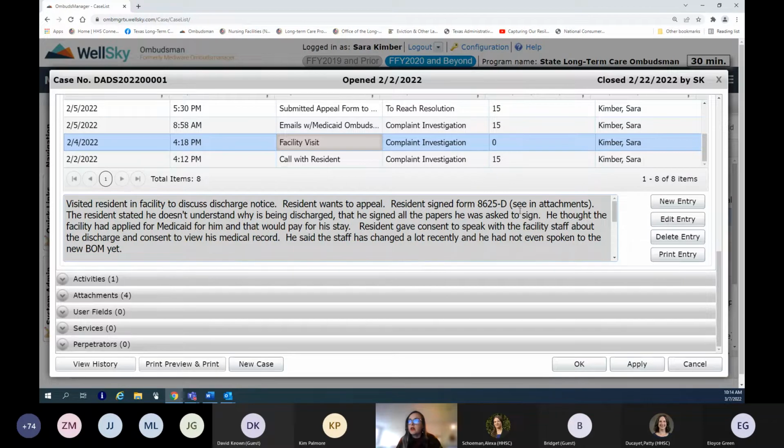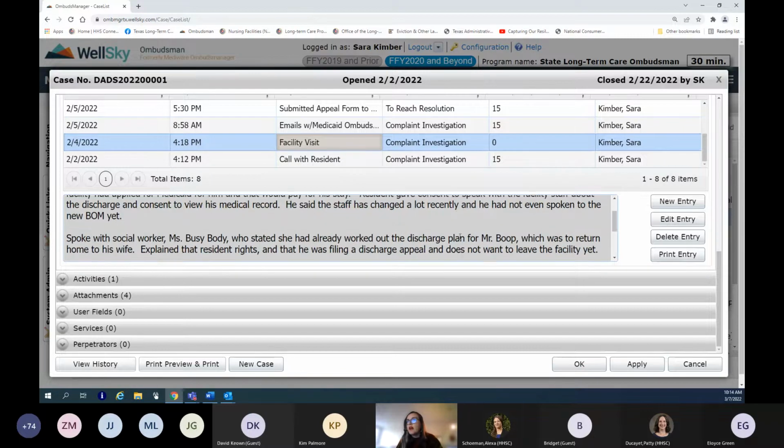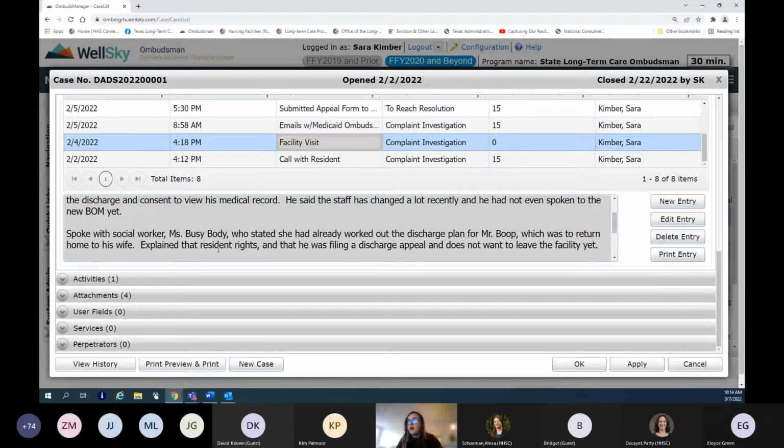And so we're going to look at that in just a little bit. So I spoke with him, I got his wishes, and then I'm also making a note to talk about who else I saw when I was there. I spoke with a social worker, Miss Busybody, and she stated that she already had worked out a discharge plan for Mr. Boop, and that was to return home with his wife.